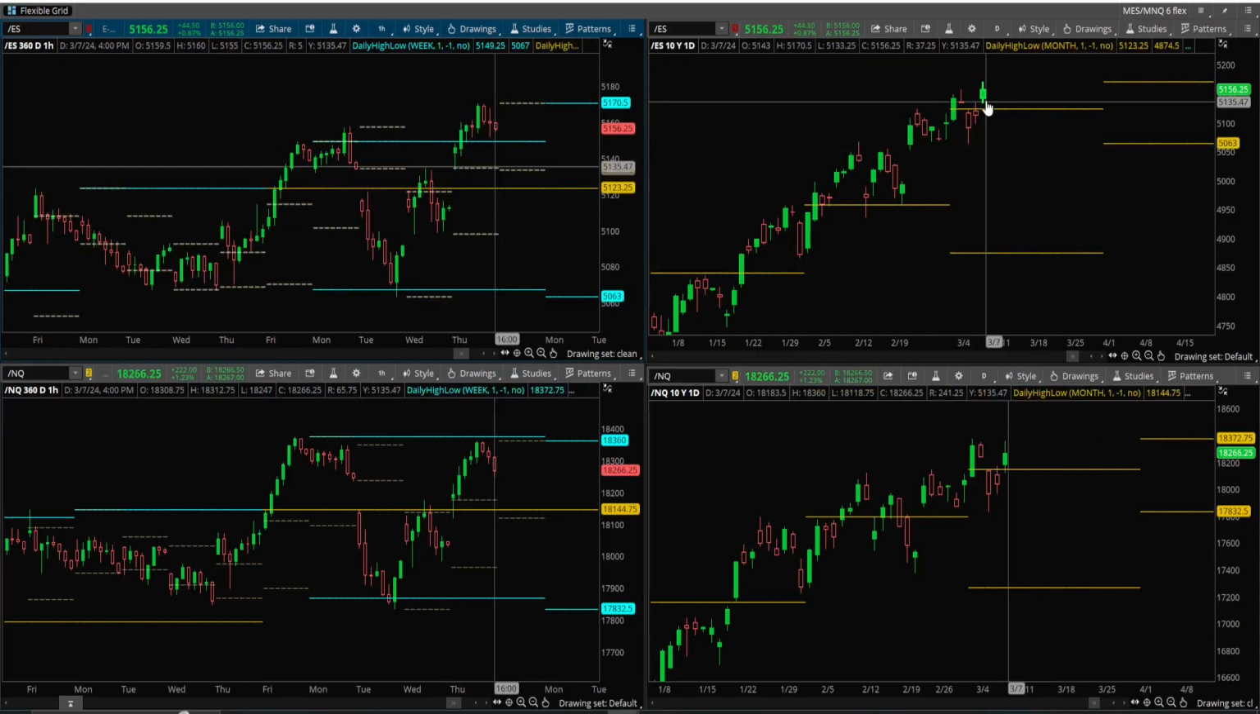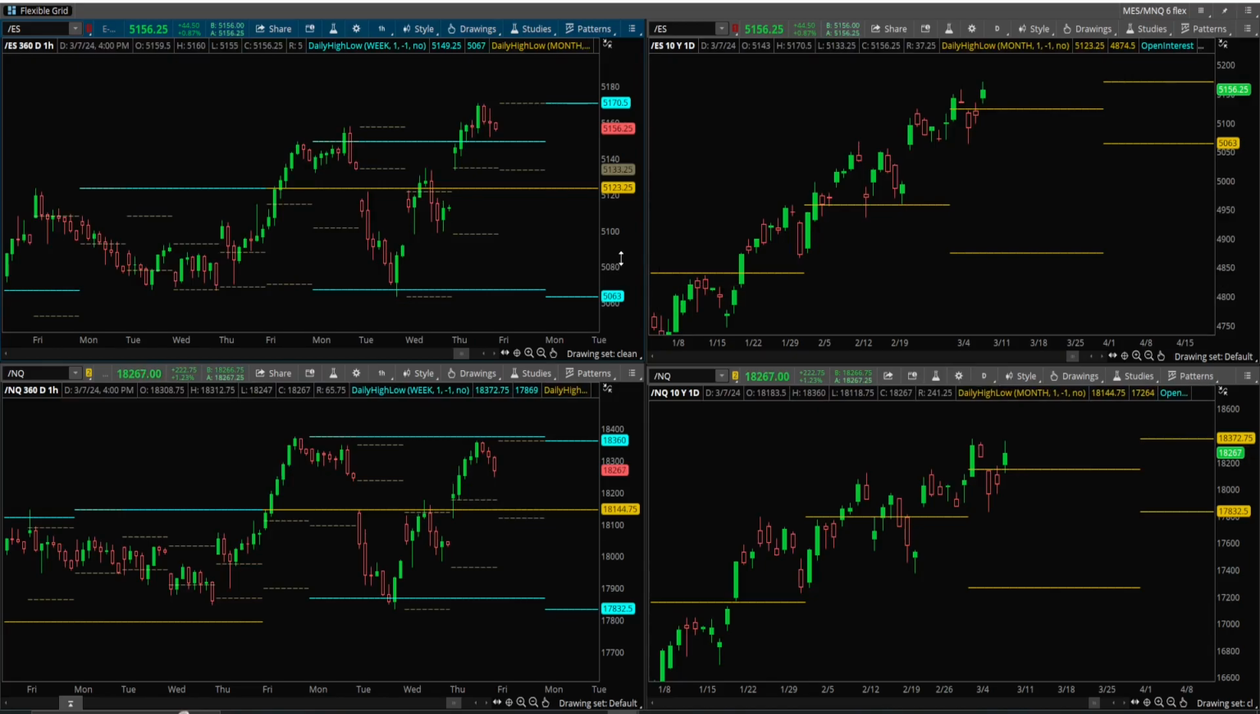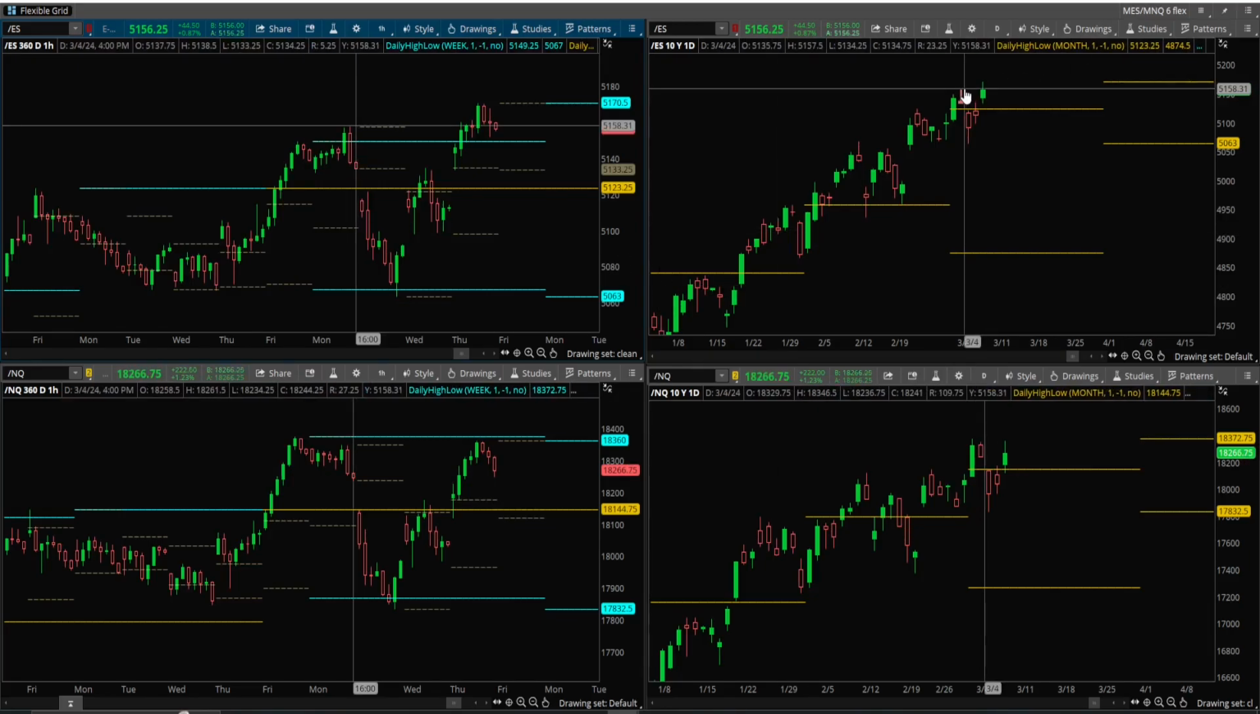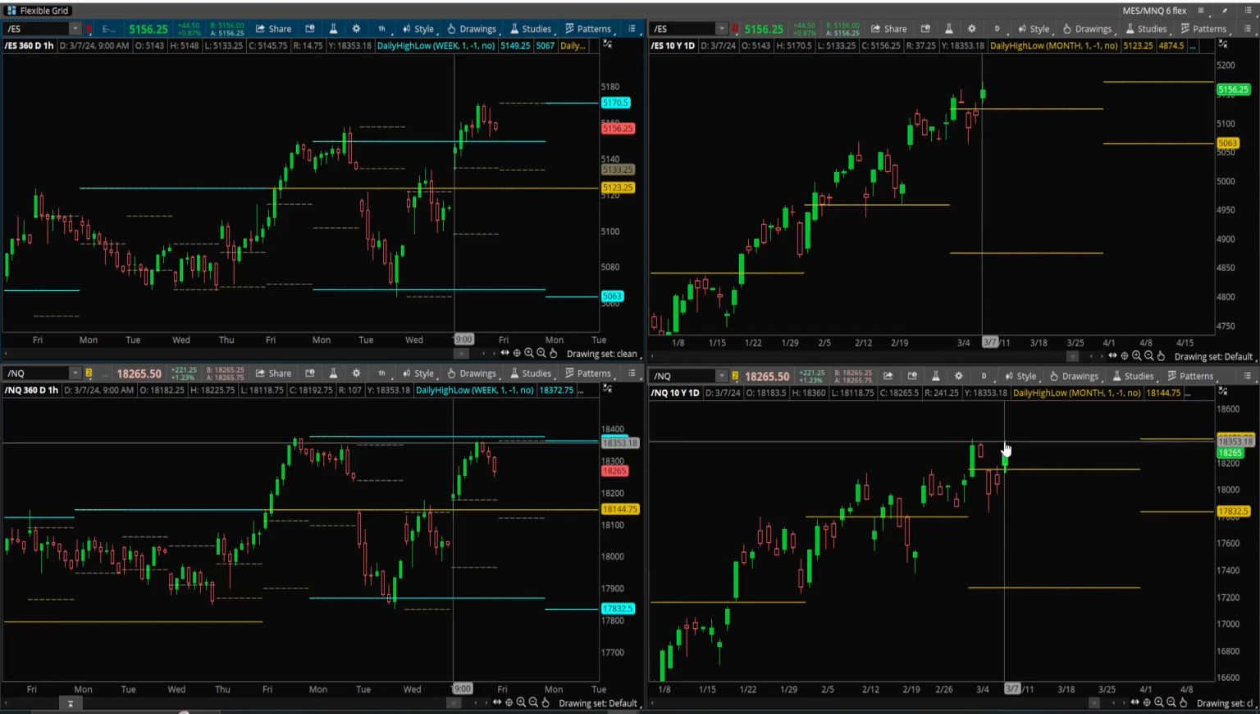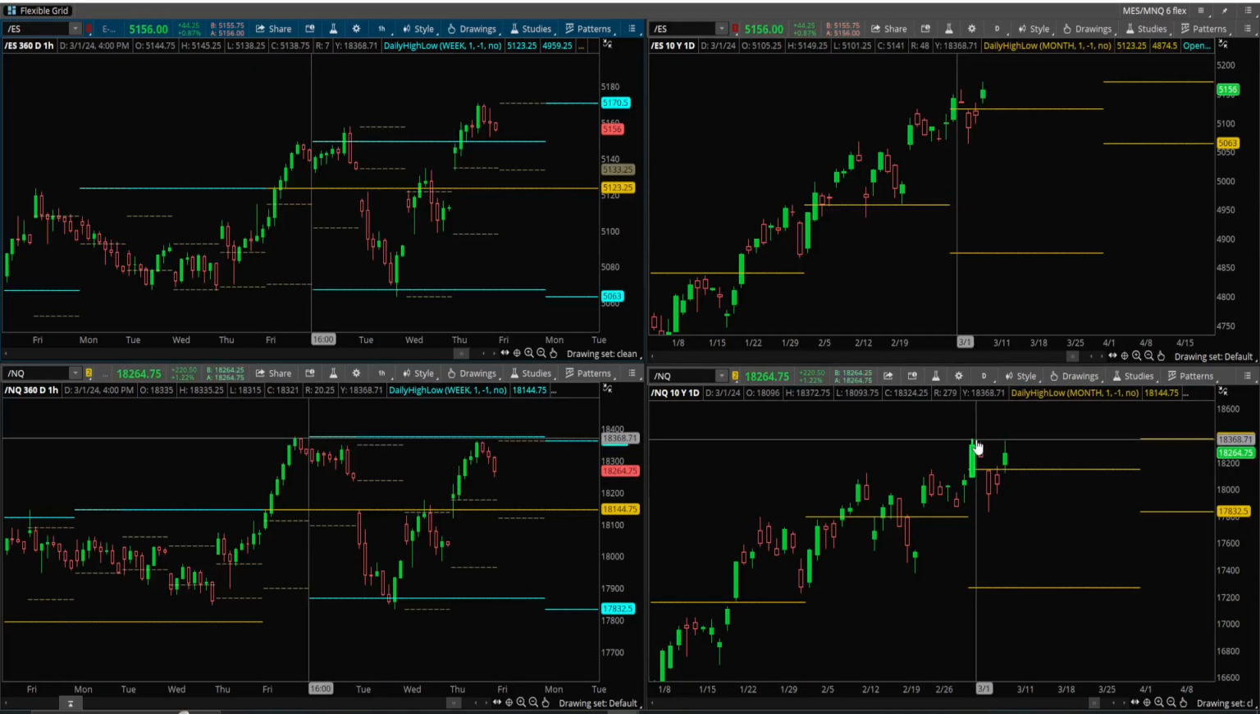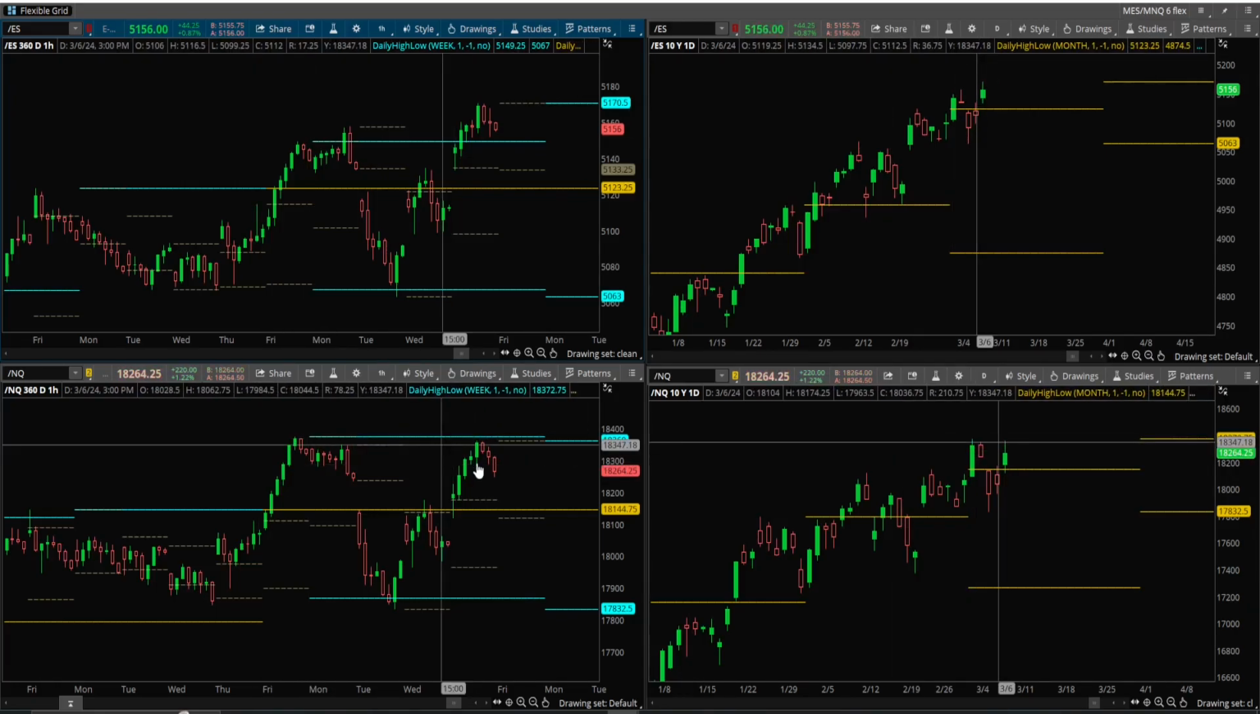So we did have a nice green day today here in the S&P, as you can see, coming up here and hitting all-time highs. The Nasdaq getting a nice green day as well up here and looking like pretty much a double top, not quite breaking these highs.